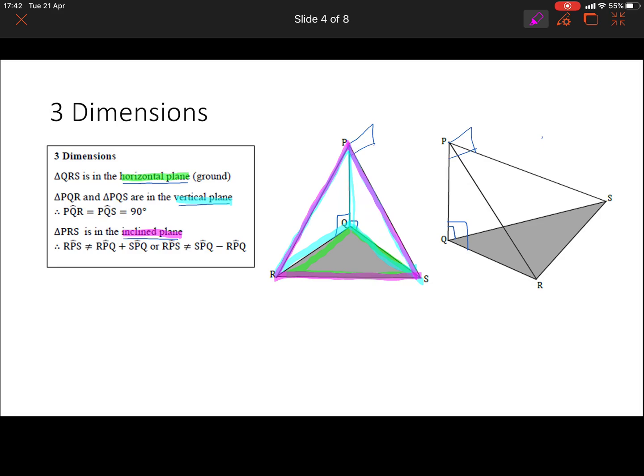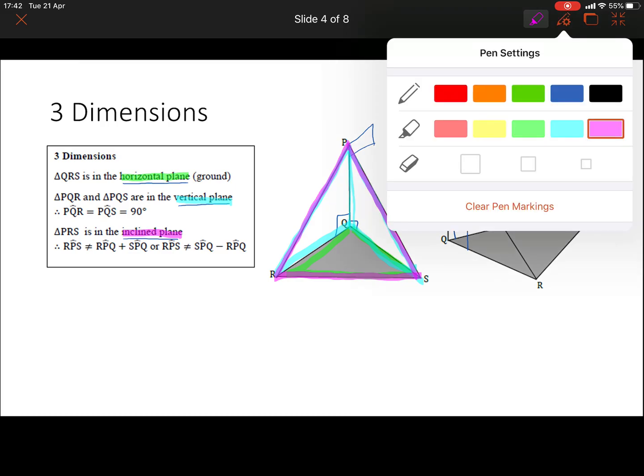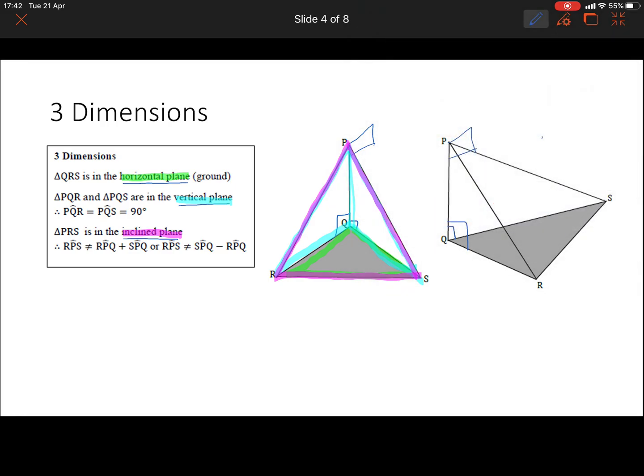Now that inclined plane does cause a lot of confusion because you land up with weird things like P1 and P2 not equal to that whole angle there. And the reason why is because the full angle RPS is in the inclined plane and P1 and P2 are both in the vertical plane.